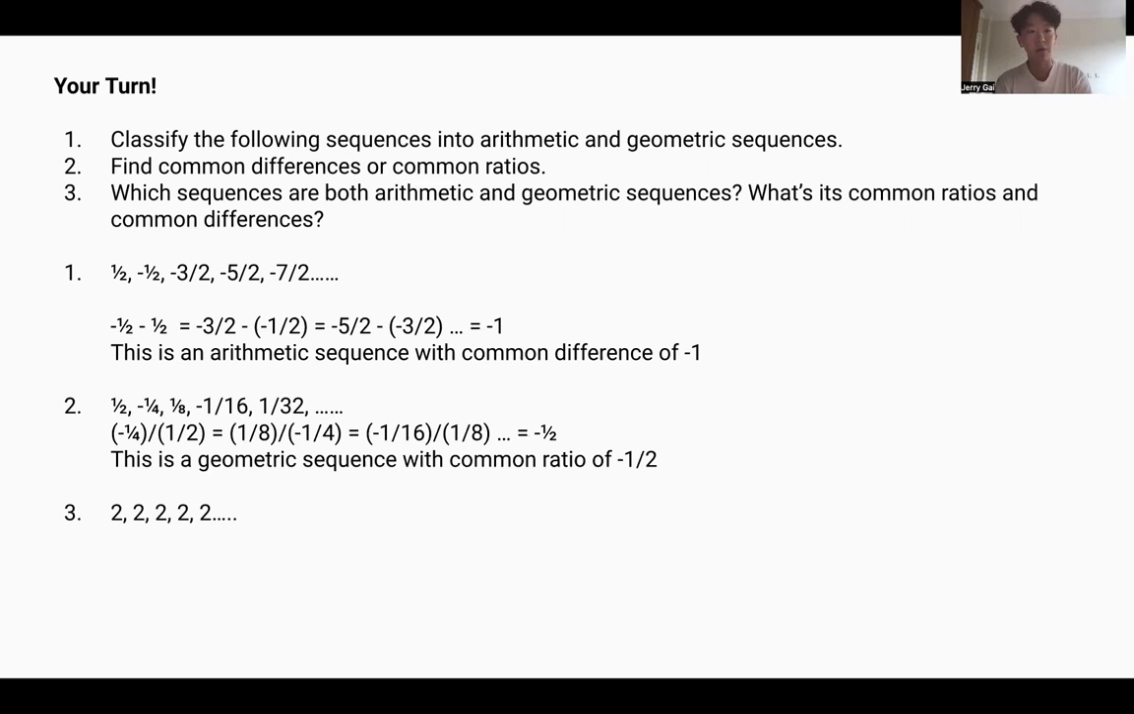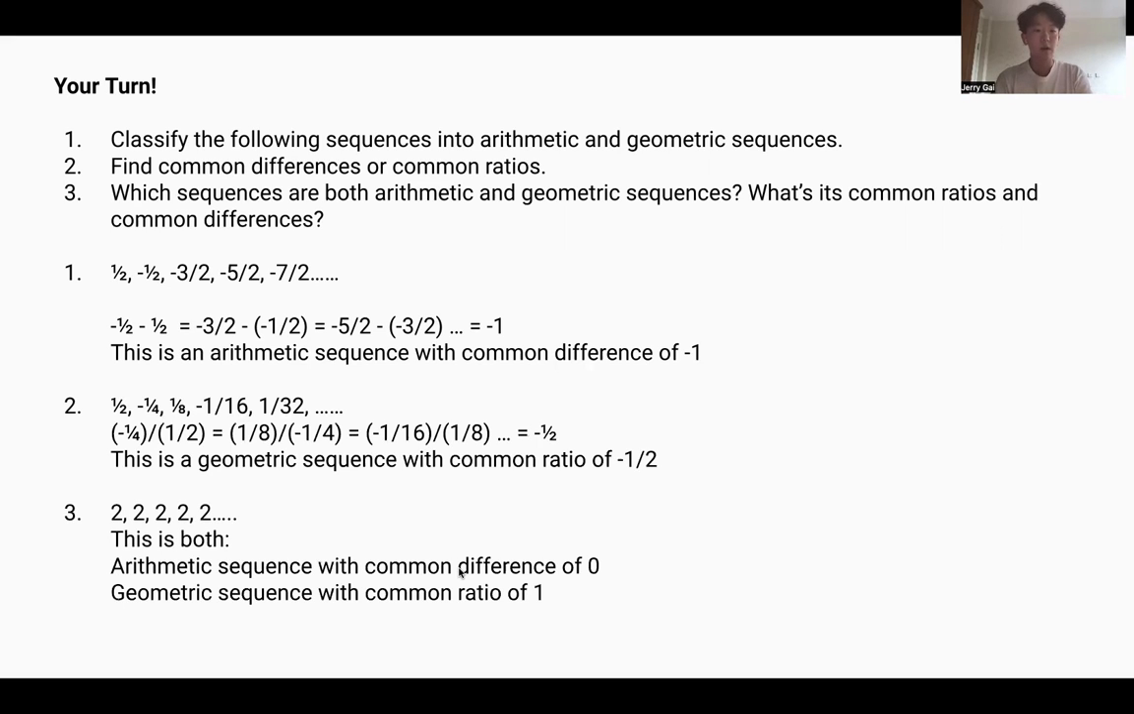And the next one is a geometric sequence with a common ratio of minus 1/2, because if you divide the succeeding term by the preceding term, you get the same number, minus 1/2. It's pretty easy. And the last one is both an arithmetic sequence and a geometric sequence. For the arithmetic sequence, it has a common difference of 0 because all the numbers are 2. For the geometric sequence, it has a common ratio of 1, because if you divide any number by its previous number, the answer is 1.